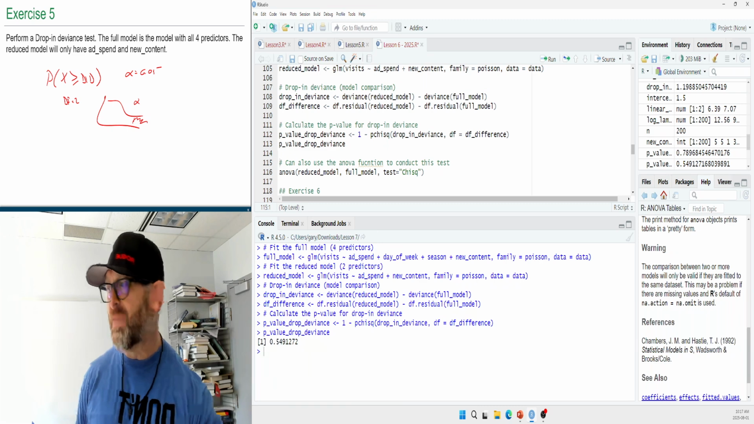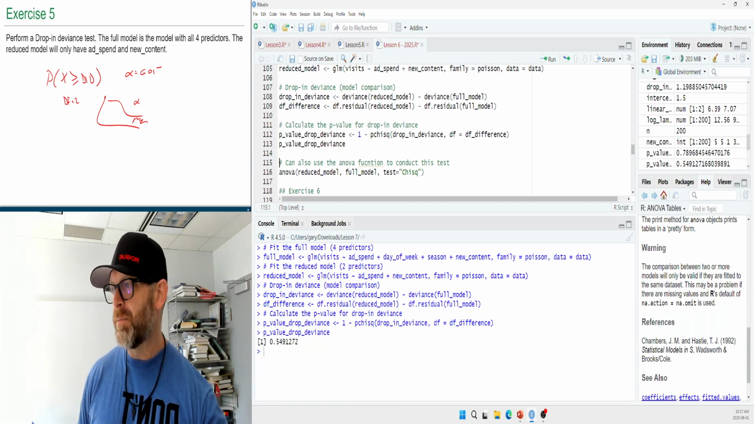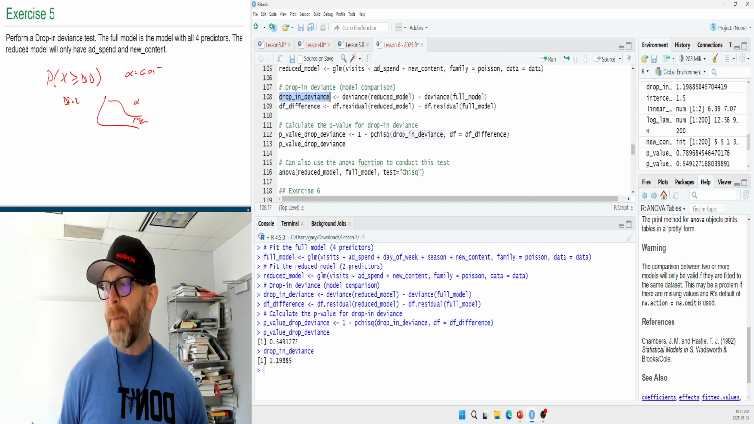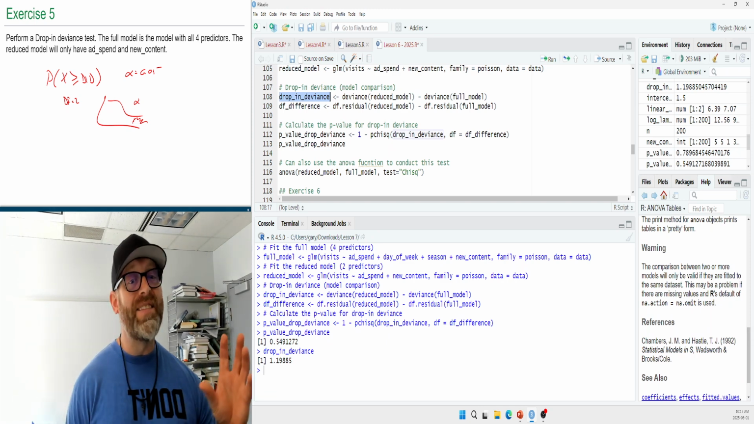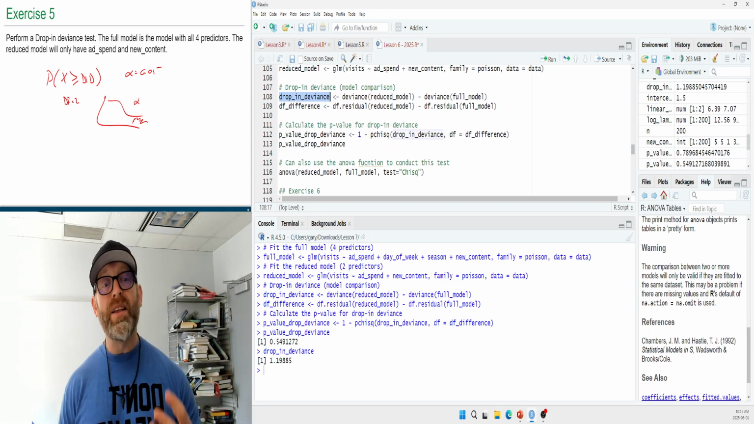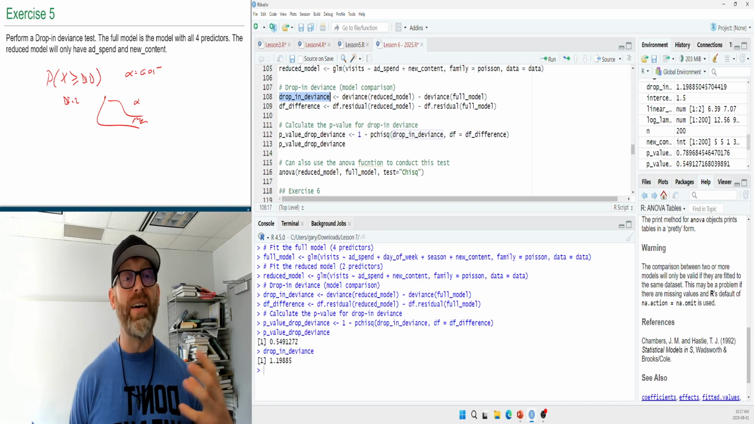and what is the drop in deviance here? Let's actually just print this to the screen. So if I run just this line here, my drop in deviance is only 1.19. So that's not even a major drop, from dropping those two, or adding those two variables on.